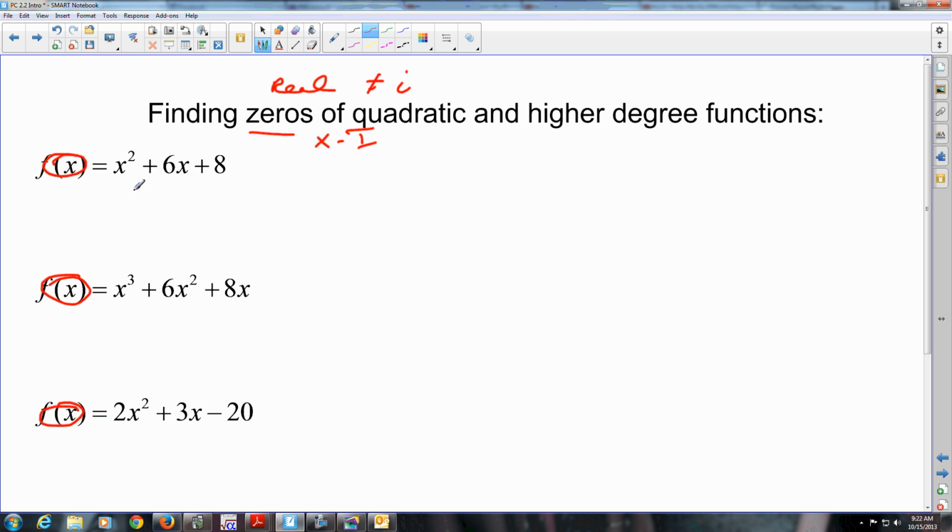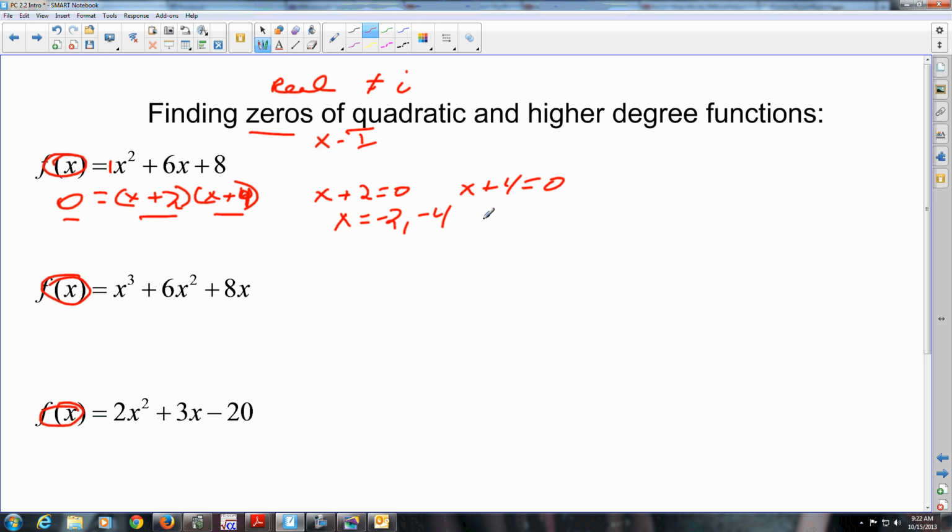One way you guys could do this is you could factor it. Because the leading coefficient is 1, I can ask what multiplies to 8 and adds to 6. Well, 2 and 4. That's supposed to be a 4. Now you set these equal to 0. So x plus 2 equals 0, and x plus 4 equals 0. I'm setting them equal to 0 because it's equal to 0. So x is equal to negative 2 and negative 4.